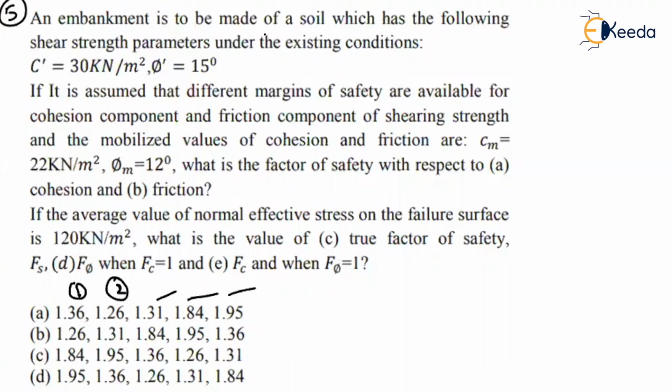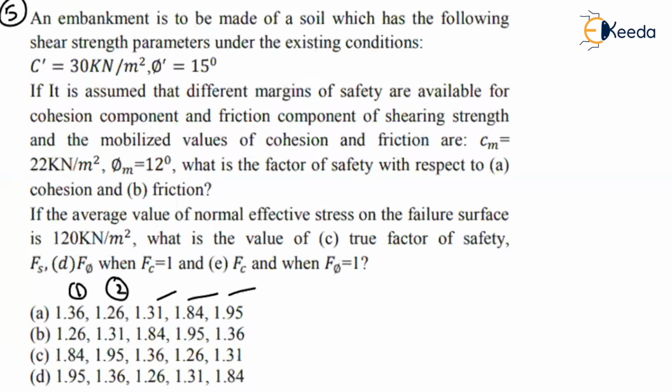An embankment is to be made of a soil which has the following shear strength properties. I'm drawing it on a new page. C dash is equal to 30 kilonewton per meter square, and phi dash is equal to 15 degrees, isn't it? Now, what they're asking: if it is assumed that different margins of safety are available for the cohesion component and friction component of shear strength. Mobilized values are given: Cm is equal to 22, phi m is equal to 12.